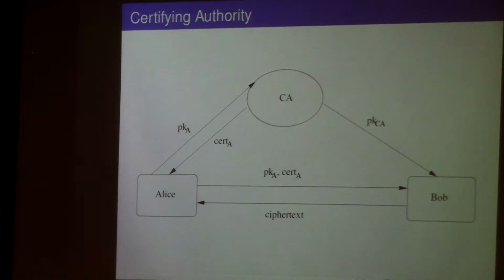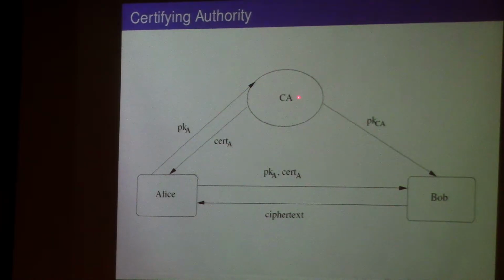Well, this problem has been solved using what is called a certifying authority. So you need an authority which is trusted by Bob. So here is a CA. What the CA will do is it will certify public keys. So Alice has a public key. Alice will send the public key to the CA. The CA is supposed to do a physical verification that this person is indeed Alice. So somebody claims I'm Alice, well, the CA is supposed to verify that that person is indeed Alice.